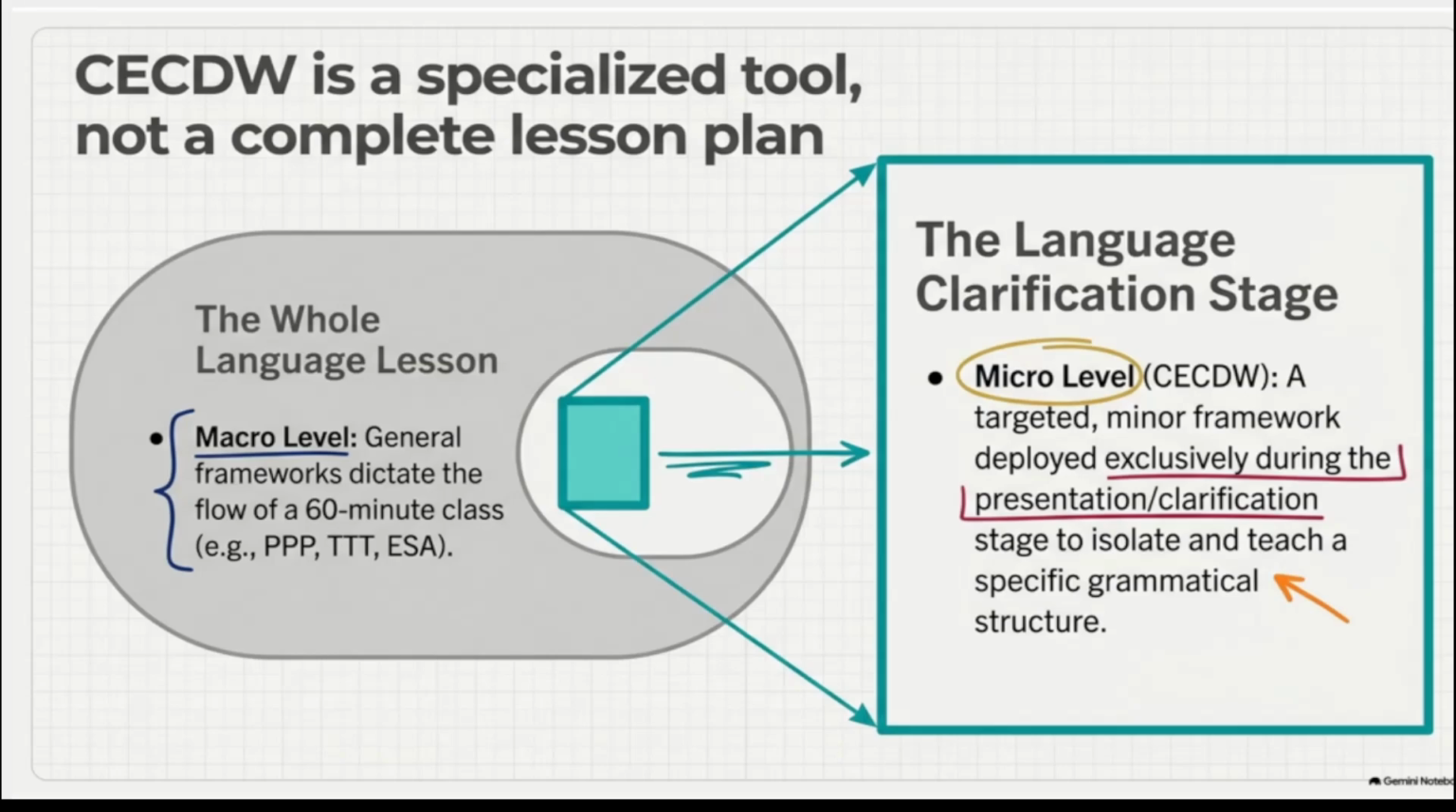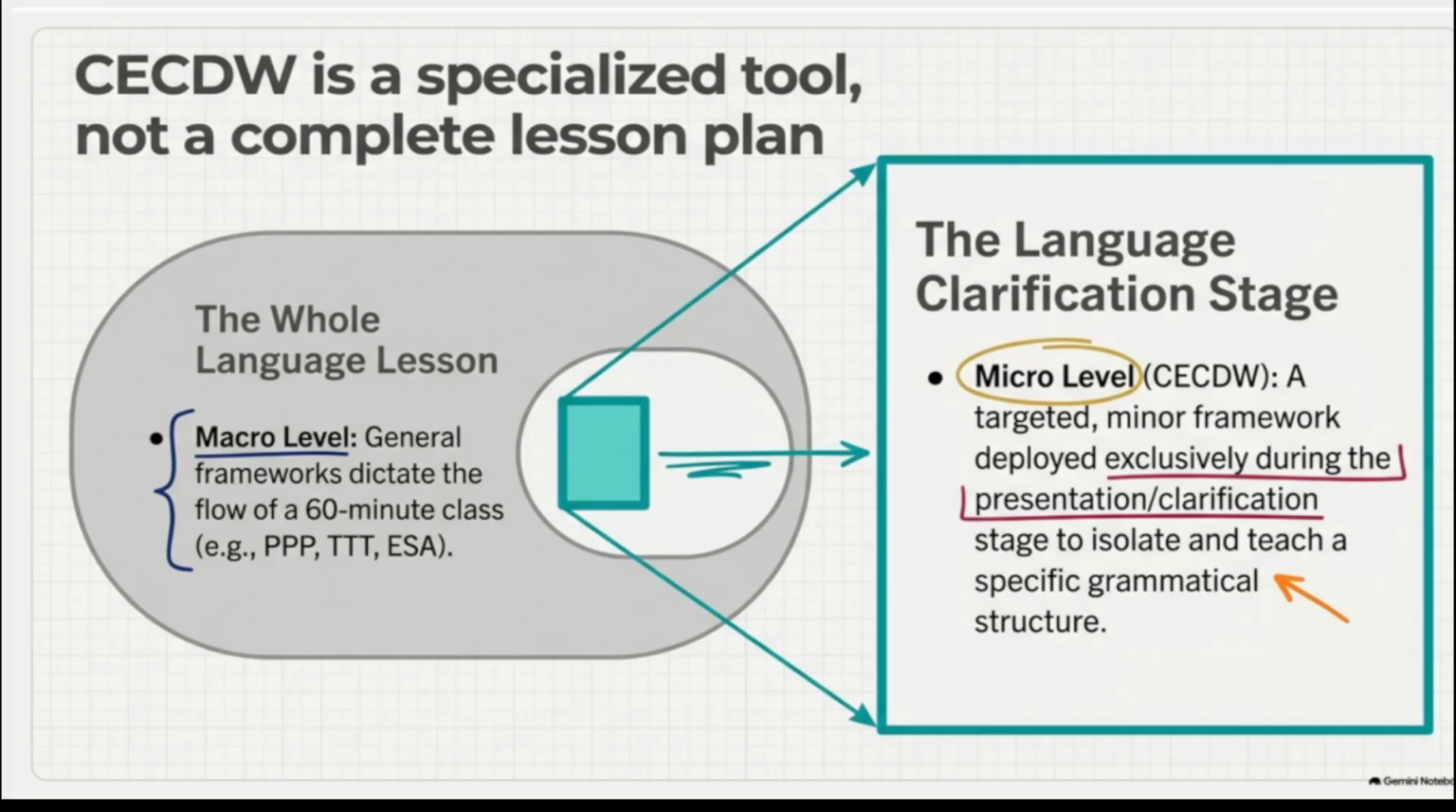For example, imagine that you are teaching a lesson about activities happening now. Your overall lesson plan might contain a warmer, a lead-in, an exposure activity, language clarification, controlled practice, and finally communicative practice. CECDW does not replace all of these stages. Instead, when you reach the point where you need to clarify a particular grammatical structure, CECDW gives you a systematic sequence to follow. For example, you want students to understand, the man is riding a bike, rather than immediately saying, today we are going to learn the present continuous.